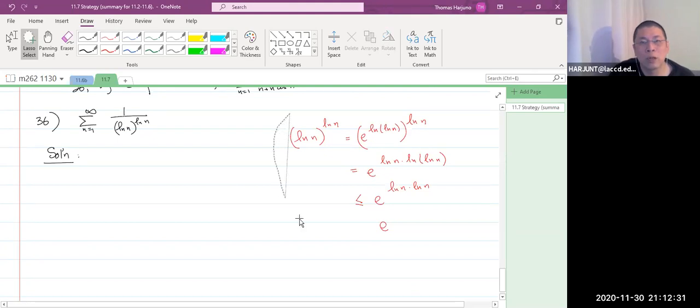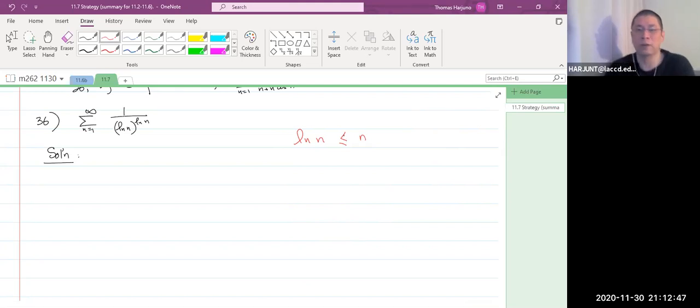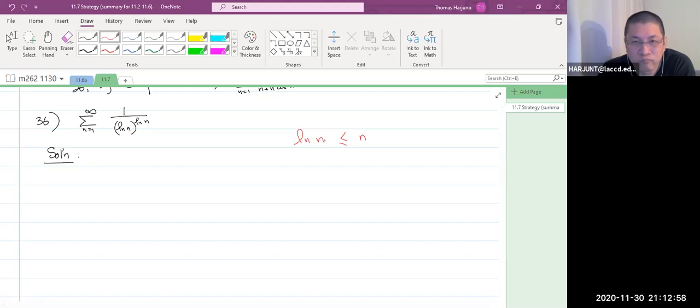No clue, no clue. But I think I start seeing something. Natural log of n is less than or equal to n. That one is true, right? Actually, this is true for every n. Now, therefore, natural log of n to the power of natural log of n would be less than or equal to n to the power of natural log of n.